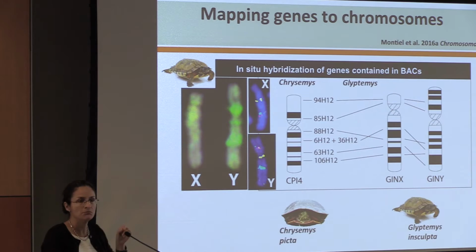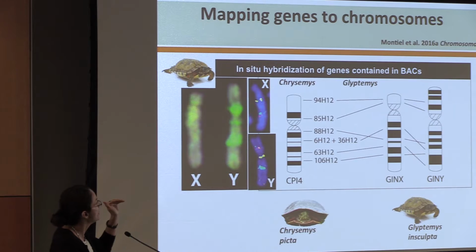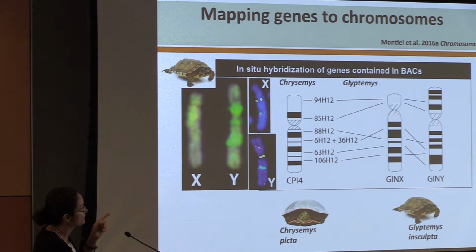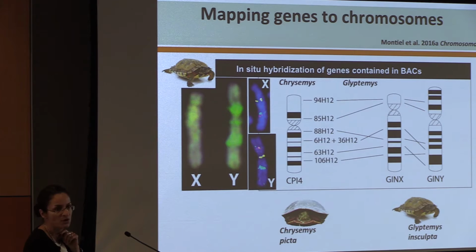We have a BAC library accessible, and we have used these in some instances for other work that we did to study sex chromosome evolution in turtles. This is one of the species that we studied, Glyptemys insculpta. This year we published the XY chromosome system that we discovered, which we did through comparative genome hybridization.